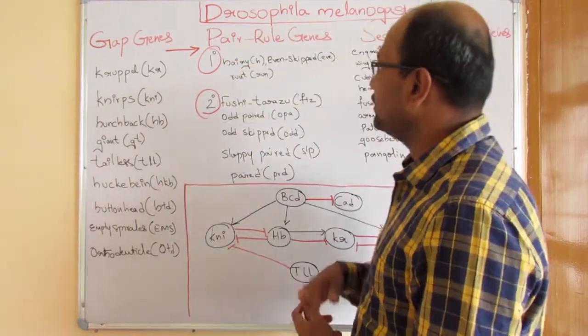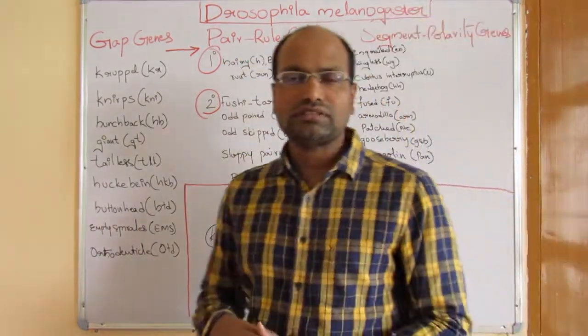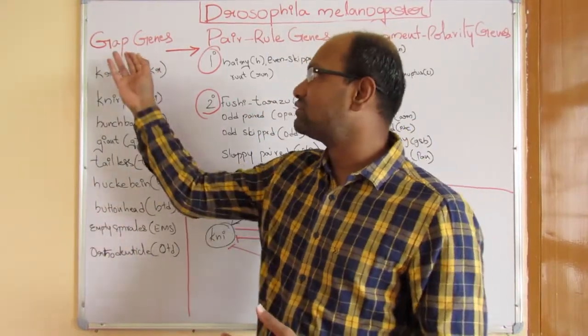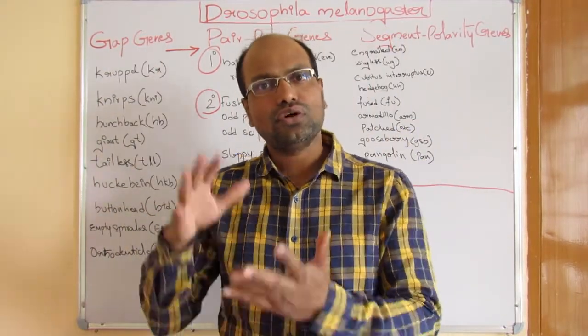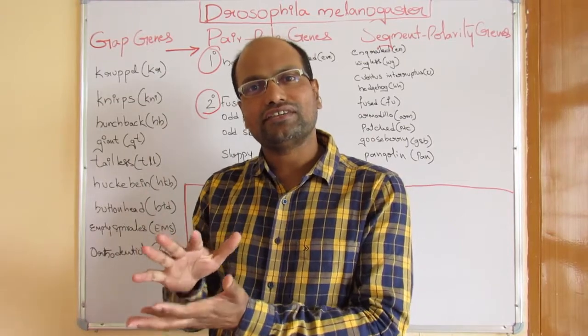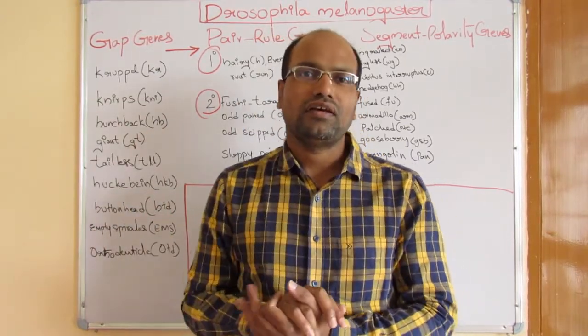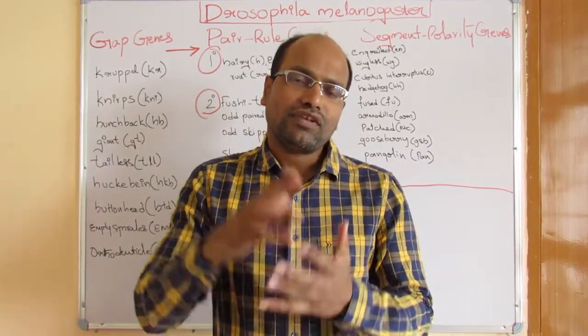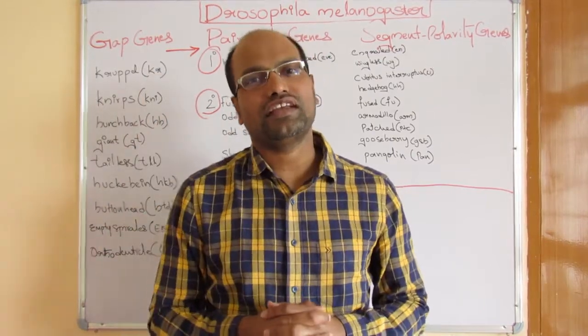The second is the pair-rule genes. These pair-rule genes are under the influence of the gap genes. Whatever concentration gradients and combinations are supplied from the gap genes influence the pair-rule genes for their expression.